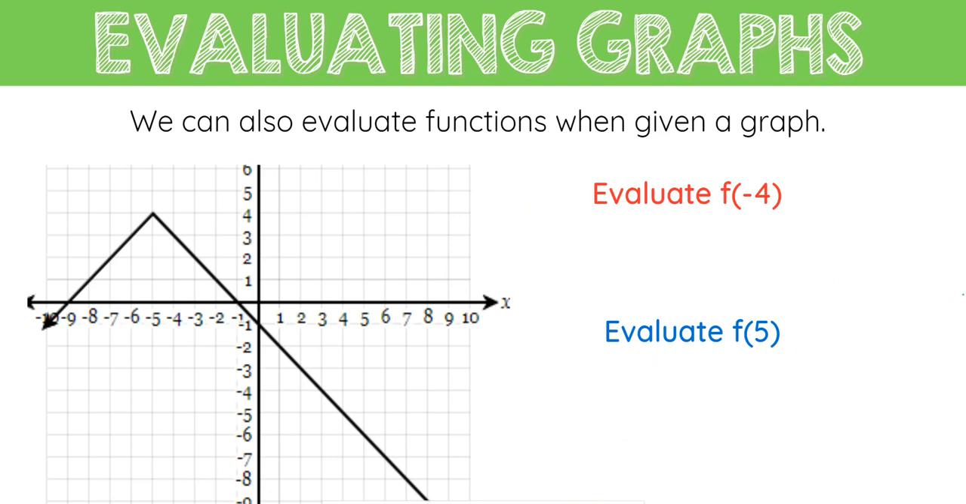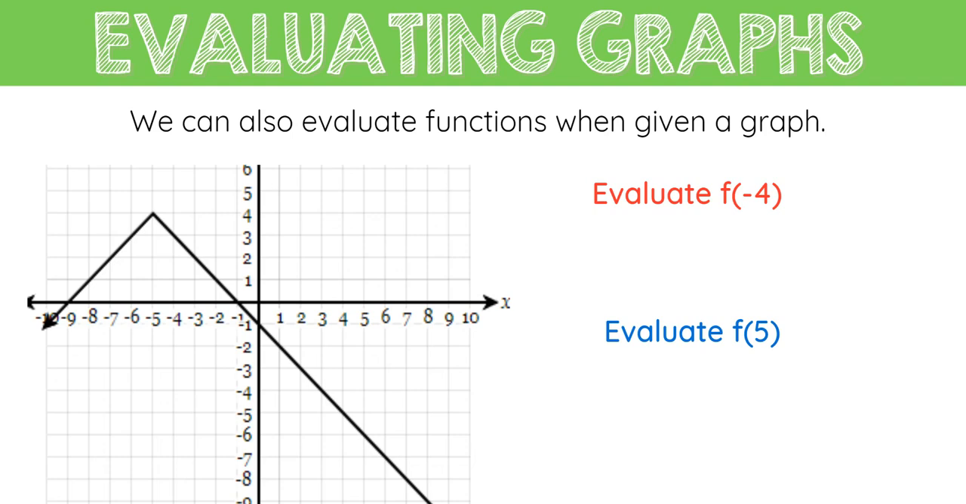Okay, so we can also evaluate functions a different way other than using algebra. We can also evaluate by using a graph. They'll give us a graph, they'll give us the line of the equation, and then they're going to give us a number to evaluate for. So it says evaluate for negative 4. Okay, so we're going to find negative 4 on the x-axis.